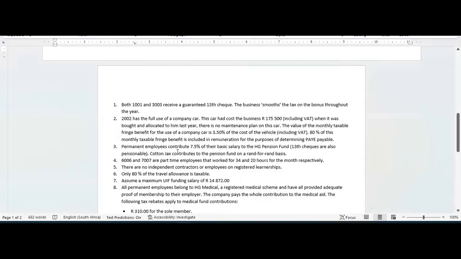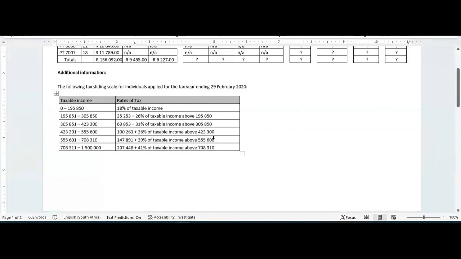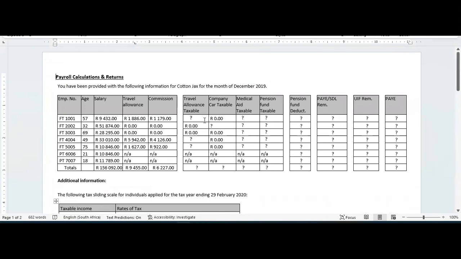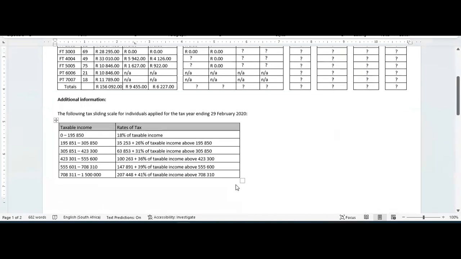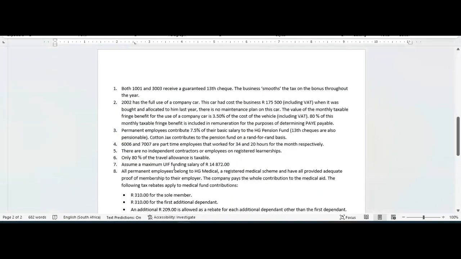Good. Let's go back to the question. Then it says 2002 has the full use of the company car. Well, we knew that already, because in the question, if we go back here, that's the only place where there is a question mark, and the rest was either 0 or not allowed. But in any case, we are still going to make that little note. So I just put CC for company car, which only applies to employee 202. Okay, let's go back to the question.